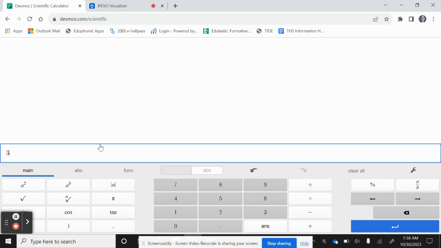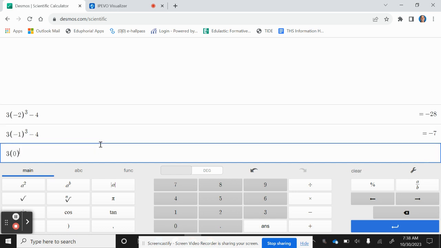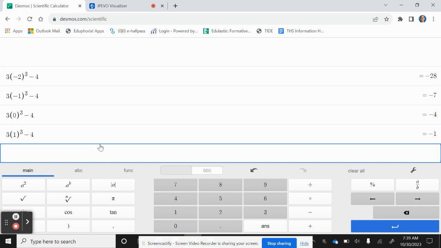So 3 times parentheses negative 2 cubed minus 4, 3 parentheses negative 1 cubed minus 4, 3 parentheses 0 cubed minus 4, 3 times 1 cubed minus 4, and 3 times 2 cubed minus 4.